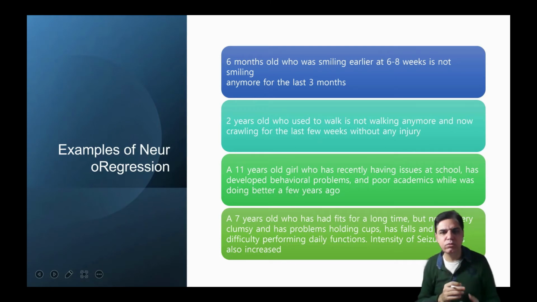Another example could be a 7-year-old who had fits for a long time. So let's say he had an underlying epilepsy. Now he has developed clumsiness. He's got problems holding cups. He can't hold cups. He falls. He drops things. He has difficulty in performing daily functions.